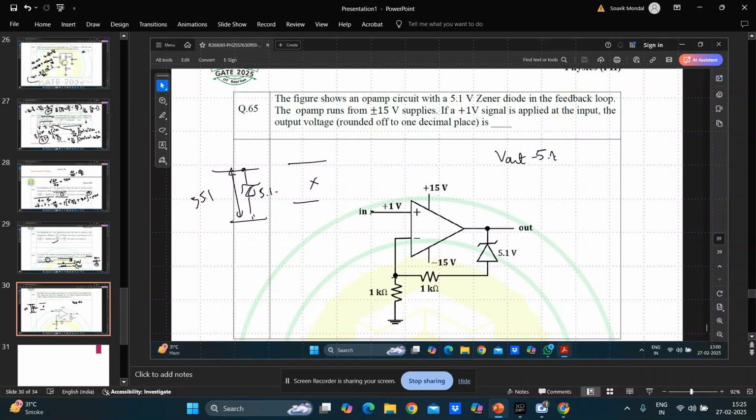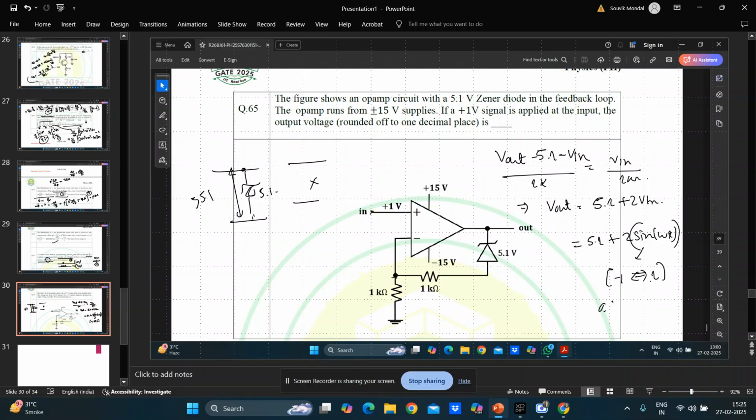Okay, so (V out minus 5.1 minus V in) divided by 1 kilo ohm is equal to V in divided by 1 kilo ohm, right? So this is the current equation. So your V out is equal to 5.1 plus 2 V in. Now V in is 1 sine omega t, so it is 5.1 plus 2 sine omega t, right? Sine omega t can take values from minus 1 to 1. Now, suppose you assume what value of this function I should take.